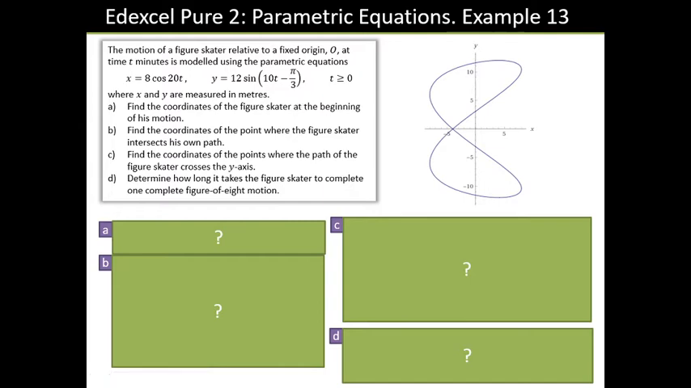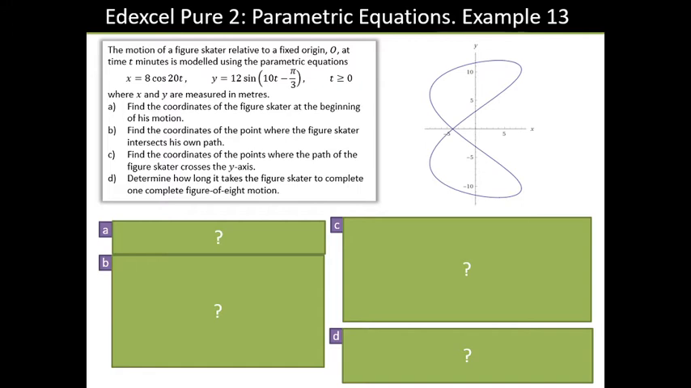I highly recommend for all these questions pausing and having a go between each section so that you're actively engaging in the material. It means you're more likely to learn. So what's the first thing you should be thinking about and having a go at? Find the coordinates of the figure skater at the beginning of his motion. Pause and have a few seconds to think about it and what you would do. Try and do it as well.